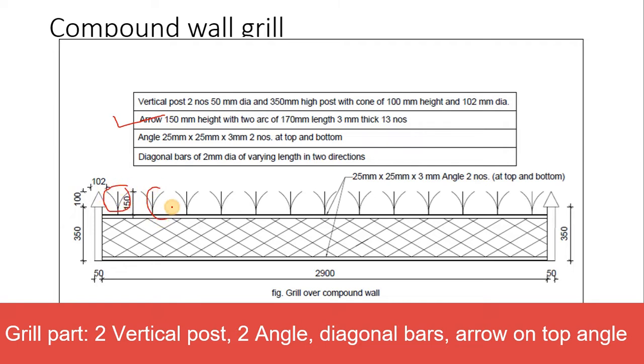Arrow, these are the 13 arrows over the top of the compound wall. The vertical one is 150 mm and the arc one is 170 mm. And the thickness is, you can see here, if you see it from this side, so this is 150 mm, the thickness is 3 mm and this width is 5 mm.